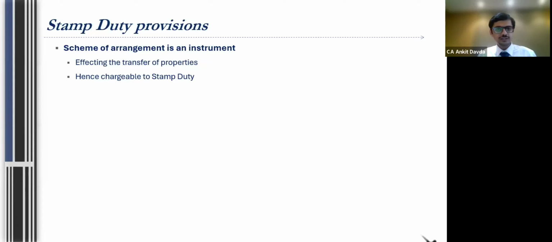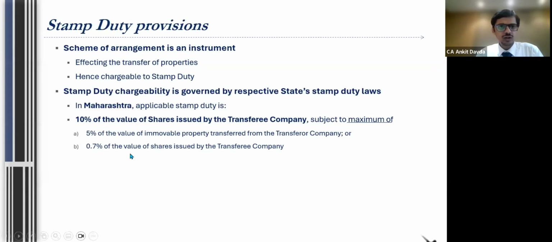So similarly, a scheme of arrangement has the effect of transferring property from the transferor company to the transferee company. And accordingly, such schemes should be treated as an instrument on which stamp duty is payable. So hence it is chargeable. It is a very established law.